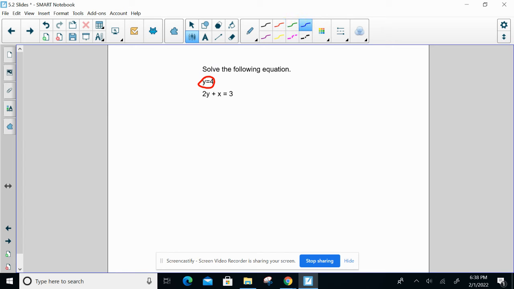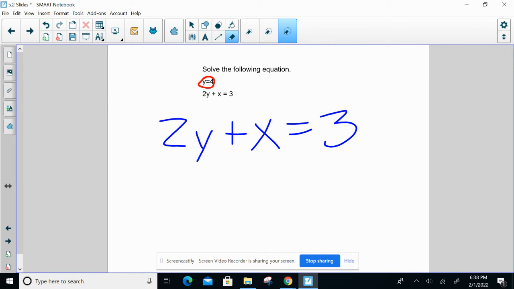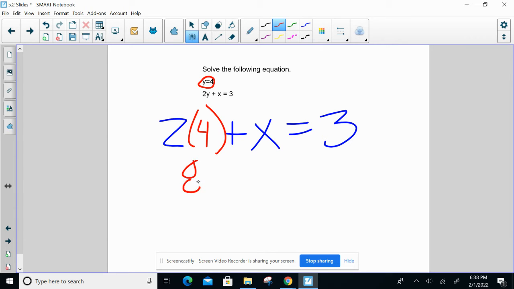So anywhere in the second equation you see a y, that's why this method's called substitution, you will substitute or replace it with 4. Now we can solve. There's only one variable, so we can actually solve. 2 times 4 is 8, minus 8.